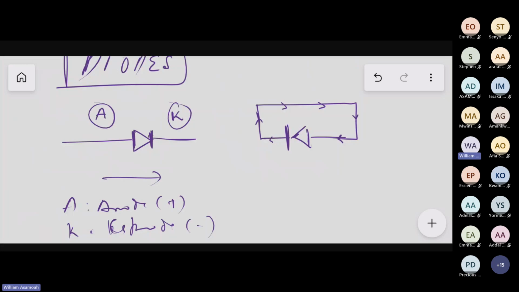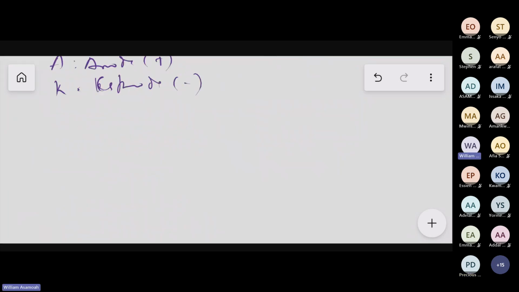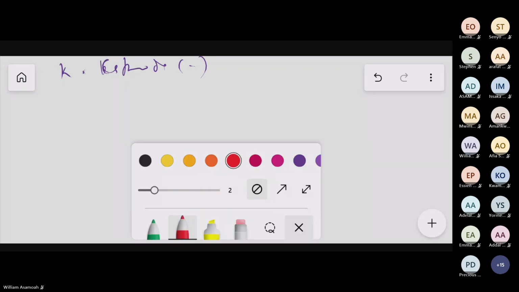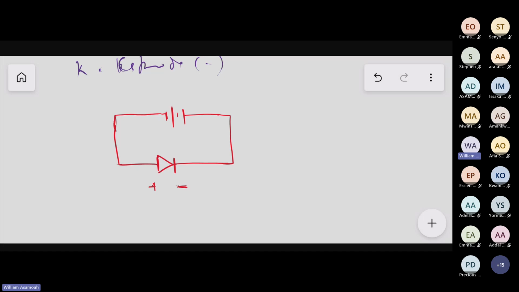A diode is said to be forward biased if the diode conducts. So let me draw this circuit here for you. If I have my diode like this, and I say this side is positive and this side is negative, and I have my cell, my battery, is this diode forward biased? This drawing here, is it forward biased?